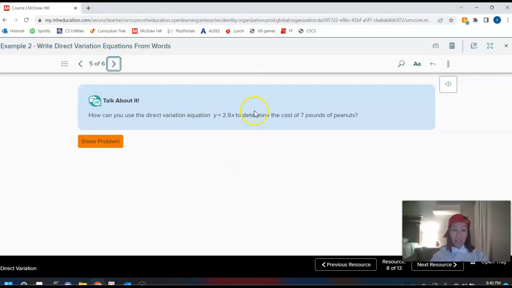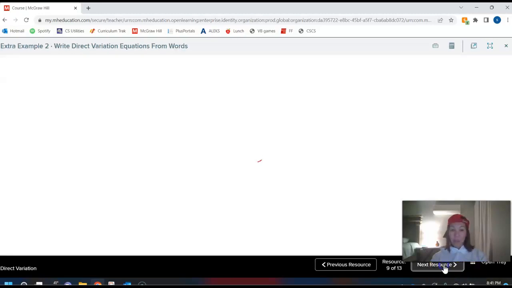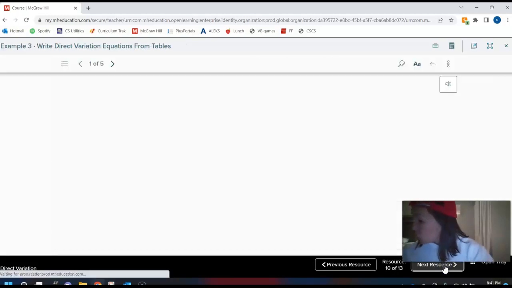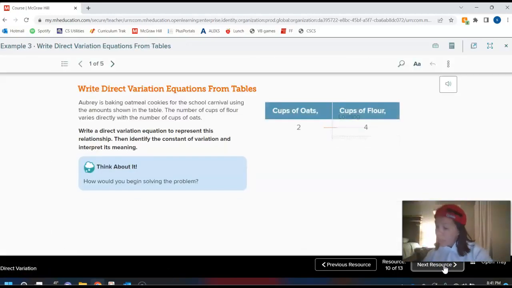So now that we have the equation, though, you can use it to find, let's say, the cost of 7 pounds of peanuts. Because now that I have this equation, the whole point is to create the equation to use the equation. So I know how much it costs per pound. Well, what if I want 7 pounds of peanuts? I would just do 2.9 times 7 and go from there. All right, so on page 218, you guys pause and do that check problem at the top of page 218.